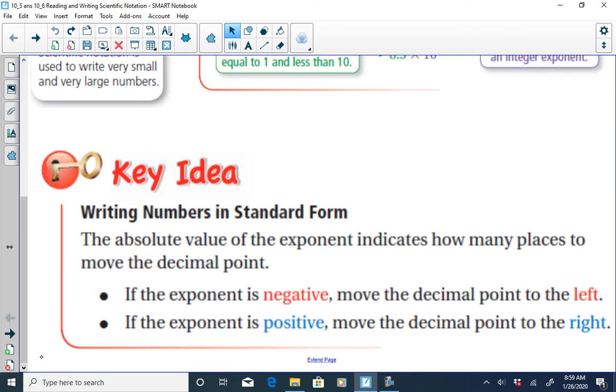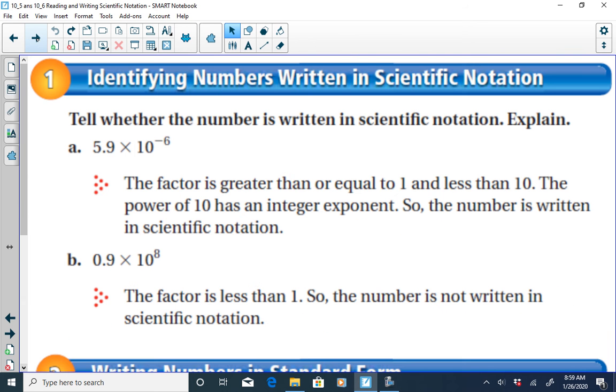If the exponent is negative, move the decimal point to the left if we're writing the number in standard form, and if the exponent is positive, move the decimal point to the right if we're writing the number in standard form. Okay, now let's take a look at this next example.